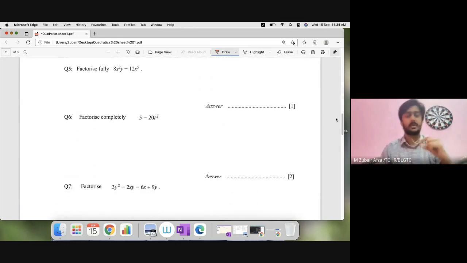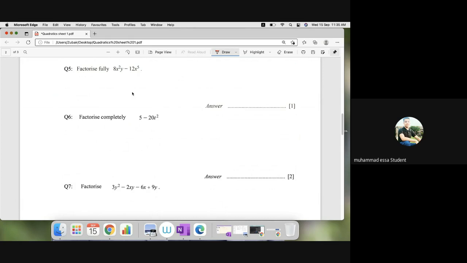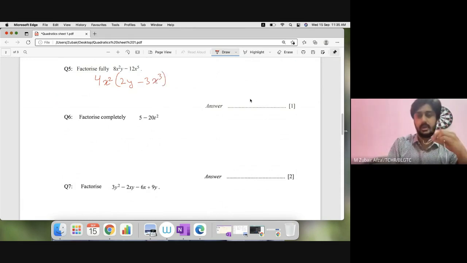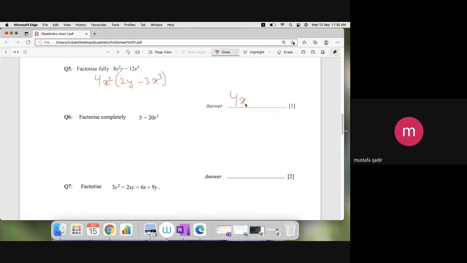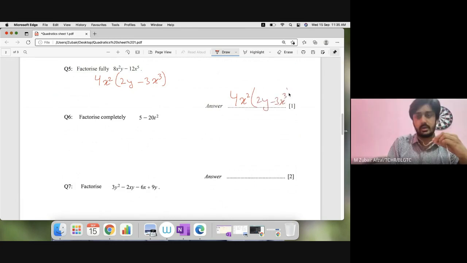What will we do here, son? Other students should also take part, only 2-3 are speaking. Sir, we will factorize by 4x squared. 4x squared, yes. Good. So we are left with 2, y minus 3x cubed. Anyone else, any confusion? No, sir. That's great.